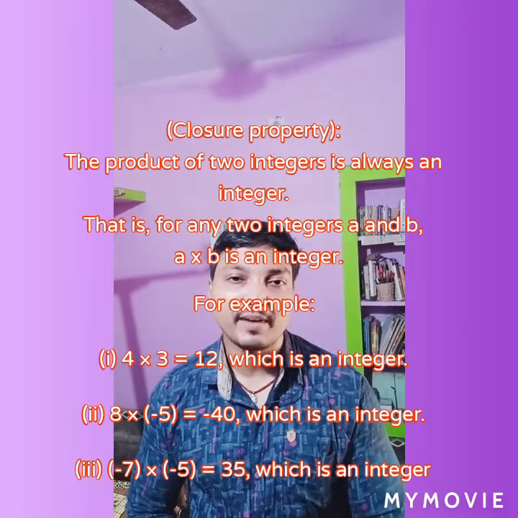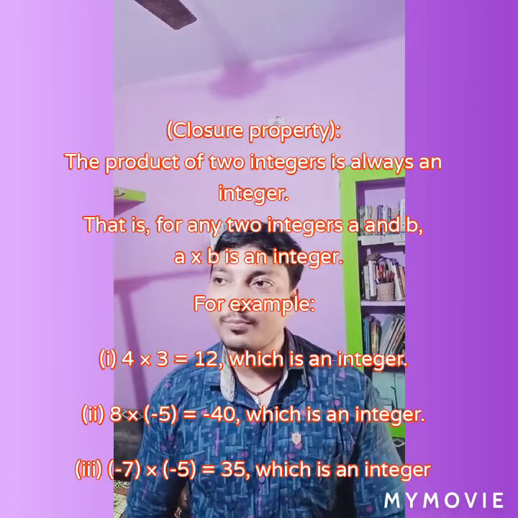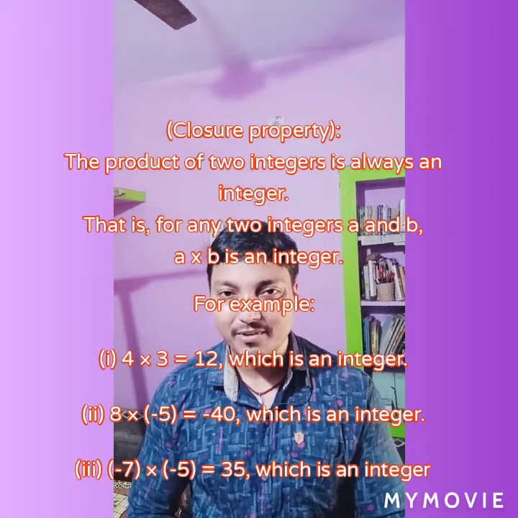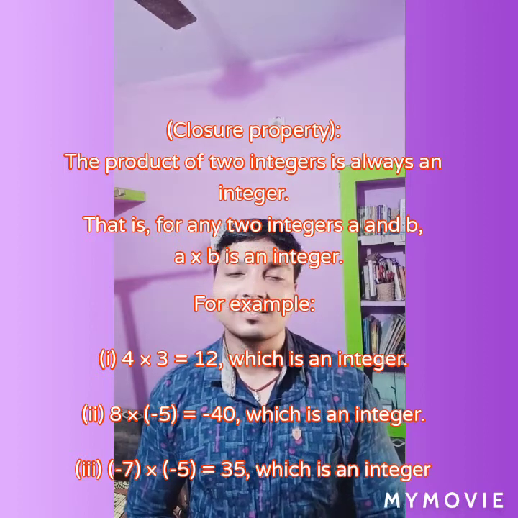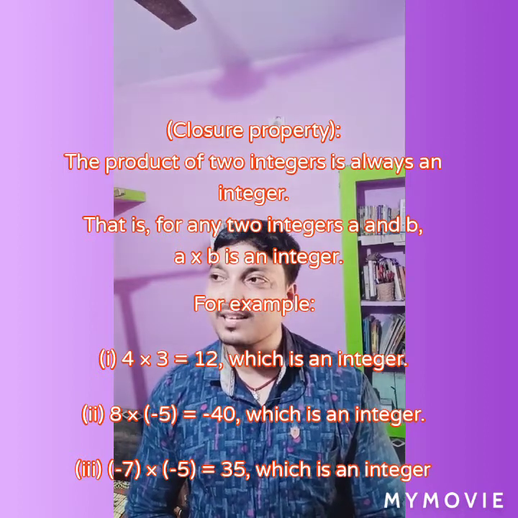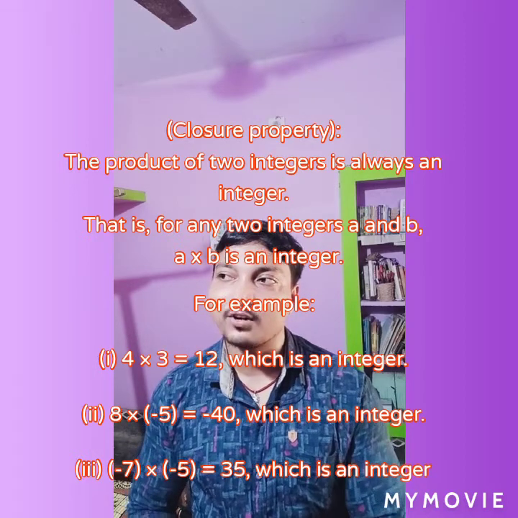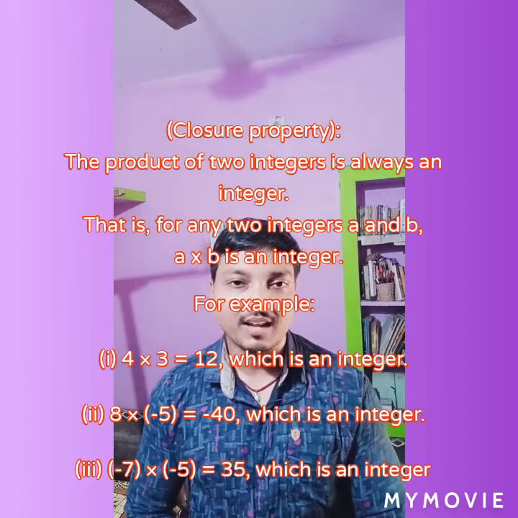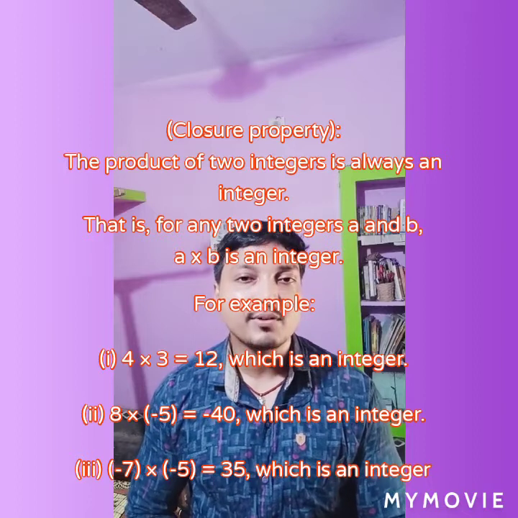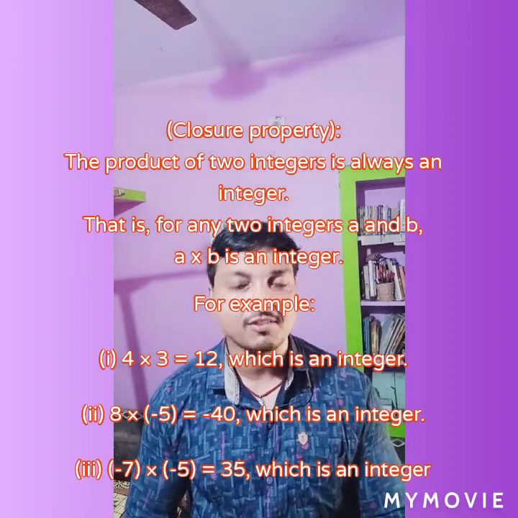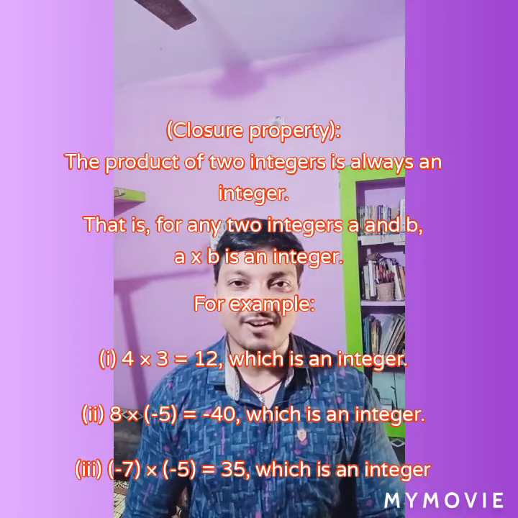8 into minus 5. Here, according to the formula, we multiply their numerals. 8 into 5 equals 40, and the sign will be minus, because one plus and another minus means the product should be negative. And the last example, both are negative integers, minus 7 and minus 5. Here the product we get is 35, because minus minus means the product has a positive sign. So we have checked three cases, and everywhere the product of two integers is also an integer. So integers satisfy the closure property under multiplication.